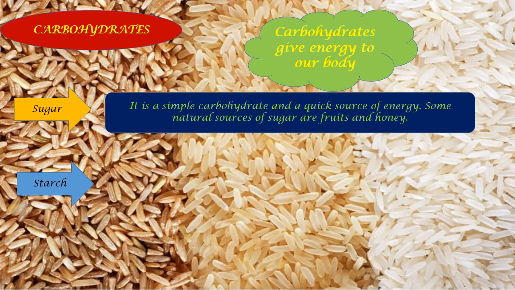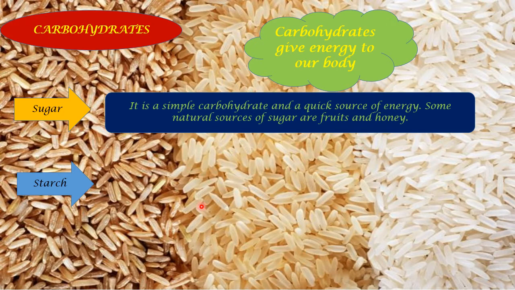Let's see. Sugar is a simple carbohydrate and a quick source of energy. Some natural sources of sugar are fruits and honey. It is a simple carbohydrate. They are divided as simple and complex. Okay, so in the backdrop you can see rice. I have given one example. All right, so this rice we are cooking and then taking it along with the other ingredients, so it is not going as a direct ingredient at times. Yes, so it has to get broken up into smaller particles that can be absorbed by the body.